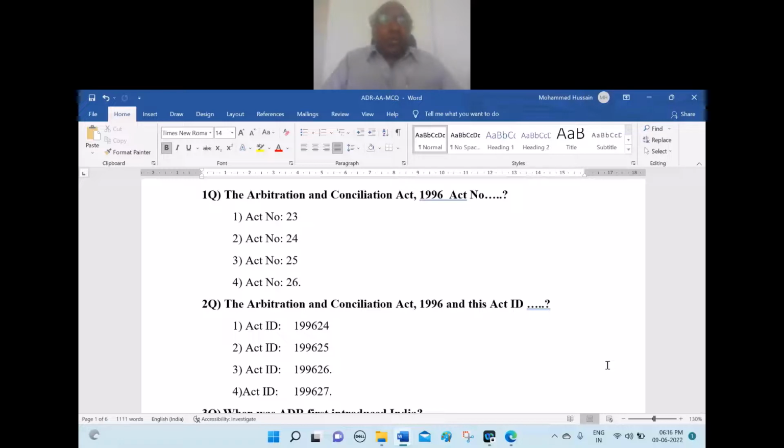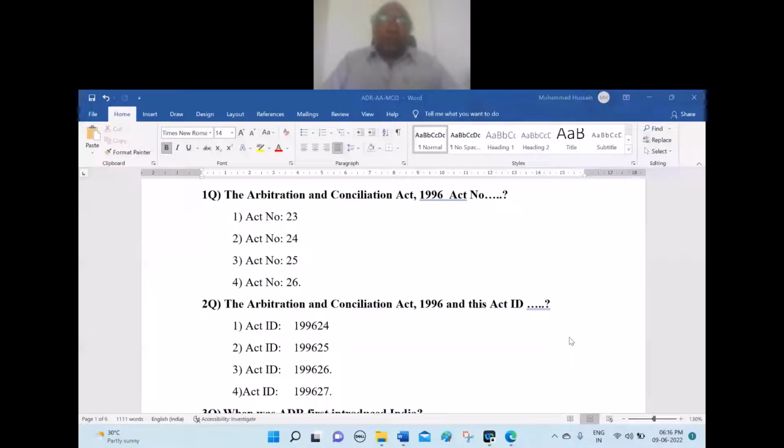Now let us come to the second question. The Arbitration and Conciliation Act 1996 and this Act's ID. What is the ID of this Act? Because every Act has an ID. Option 1, 199624; 2, 199625; third, 199626; and fourth, 199627.